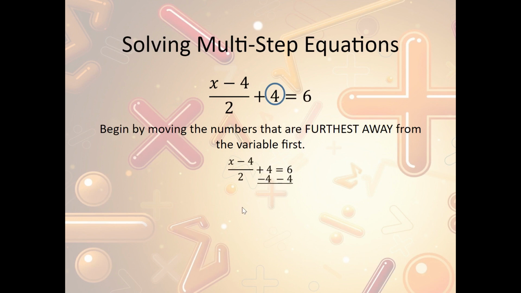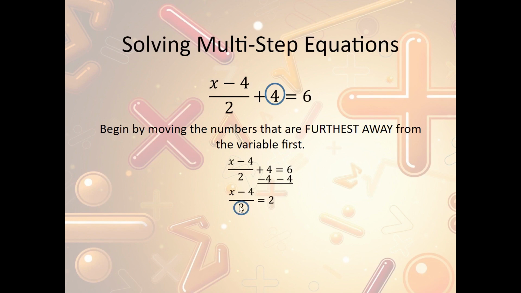That'll get rid of this 4. So we get 4 minus 4 is 0, and 6 minus 4 is 2. So we're left with (x minus 4) over 2 is equal to 2. Now we need to determine what's furthest away from the x. Well, we can see that we have this negative 4 and this positive 2. Those are the two that we need to get rid of. The negative 4 is grouped with the x up here. The 2 is floating kind of at the bottom. So we're going to get rid of the 2 next.